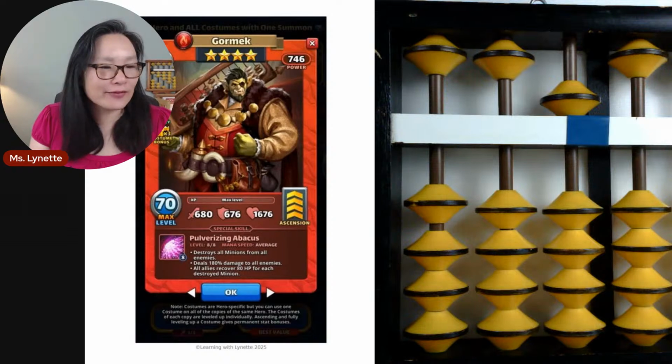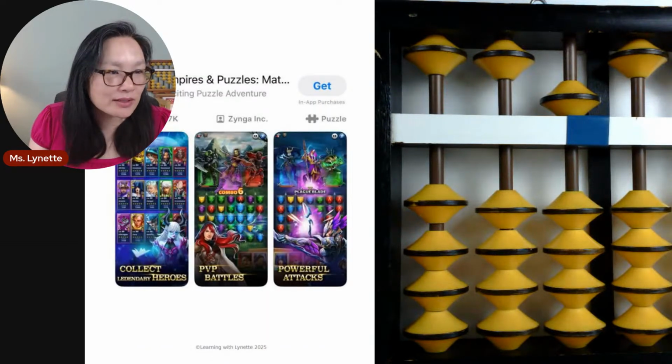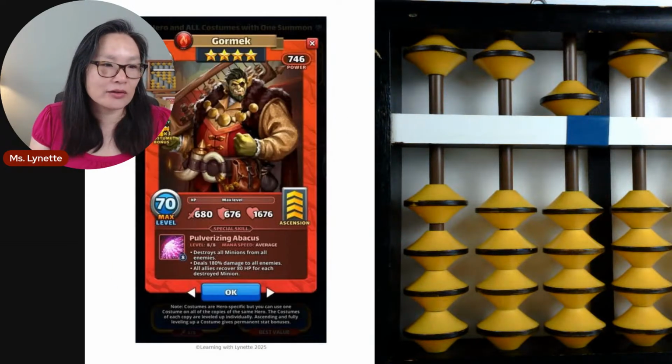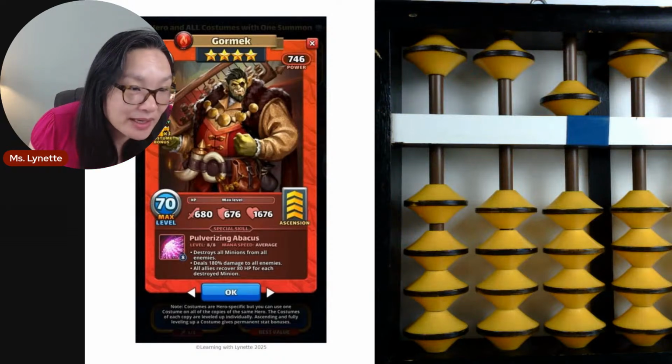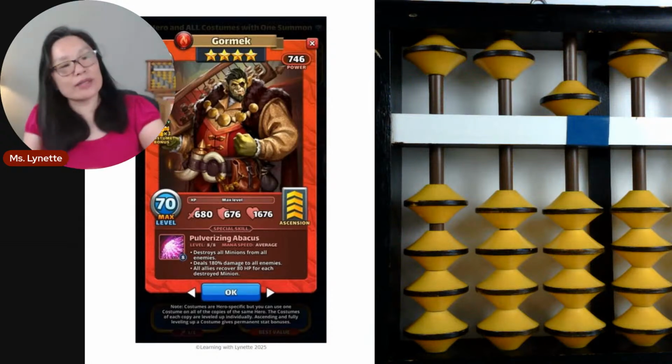That was a game. The game was Empires and Puzzles, and the character was Pulverizing Abacus. His speed is average. Meh. Destroys all minions from all enemies. Oh. Deals 180% damage to all enemies. Meh. All right. Anyways, so that was one game.